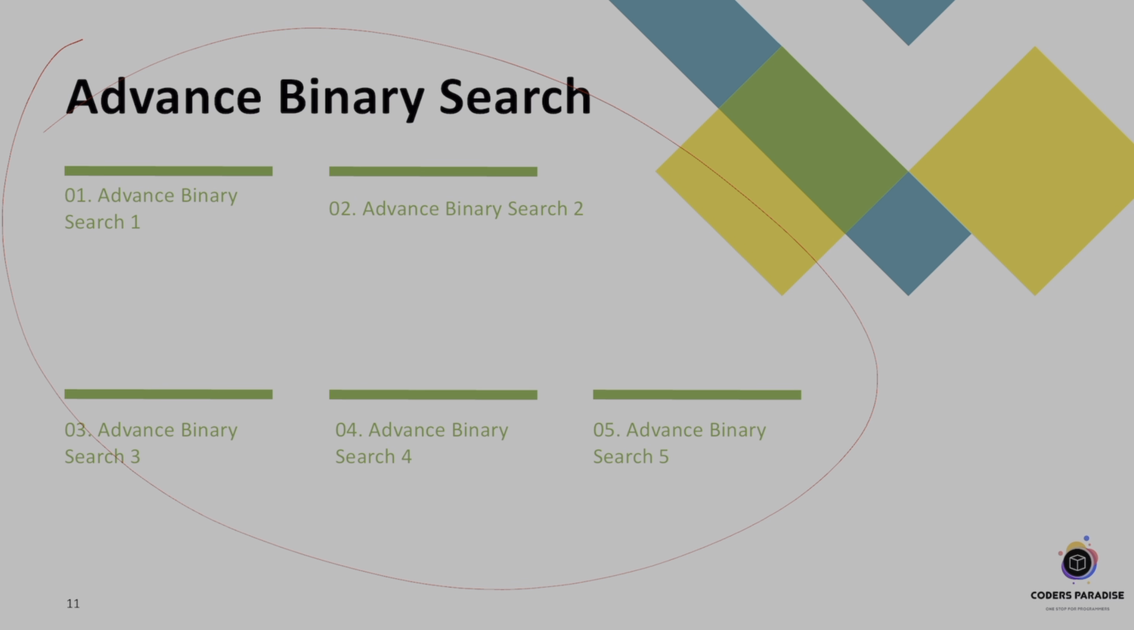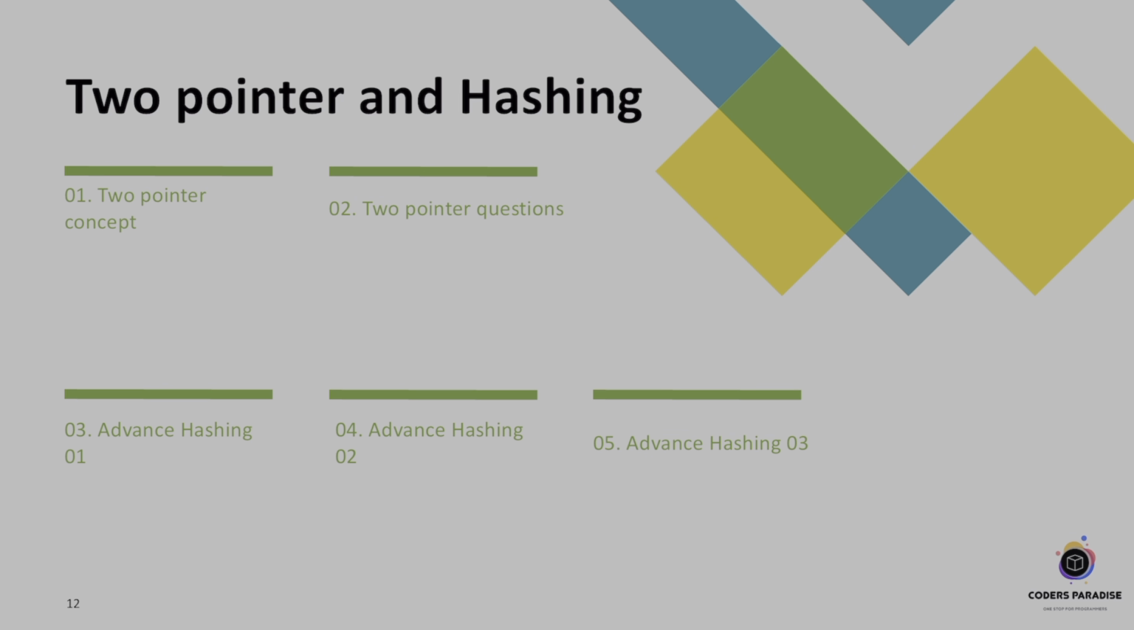Now let's move to the next playlist, which will be two pointers and hashing. Two pointers is also very important, and there are many questions which are solved using two pointers and hashing techniques. These are very good optimizing techniques. We will be discussing these two topics in detail, covering all the important questions and all the advanced questions as well.